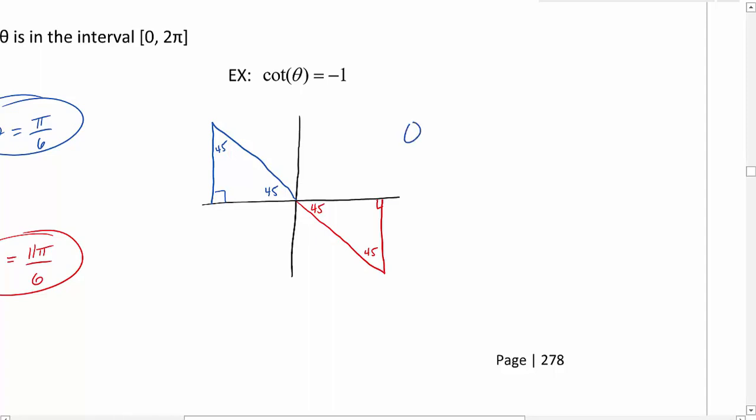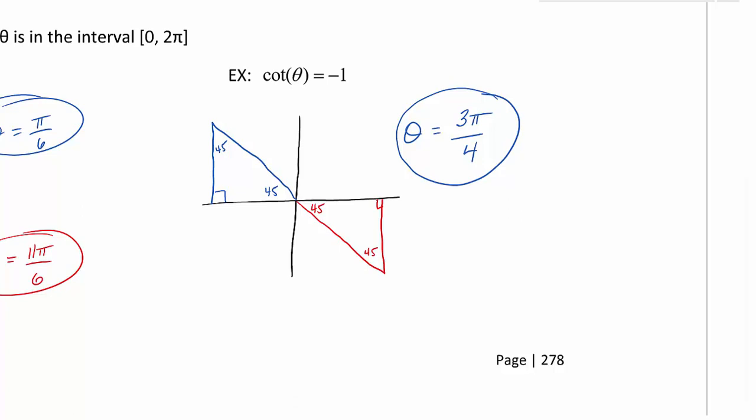And now we just need to figure out what those two angle measures are in radians. So starting with our blue one, 45 degrees equates to pi over 4. So that's going to be 3 pi over 4 for the blue one. And I think of it as being pi over 4 shy of pi, and kind of just subtract backwards. And then for the red one, we're going to be pi over 4 shy of 2 pi. So subtracting there, we're going to get that theta is equal to 7 pi over 4.